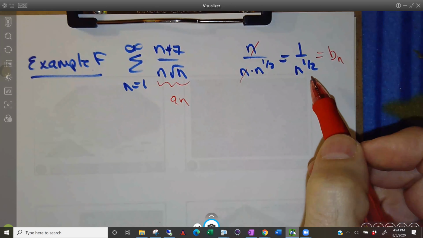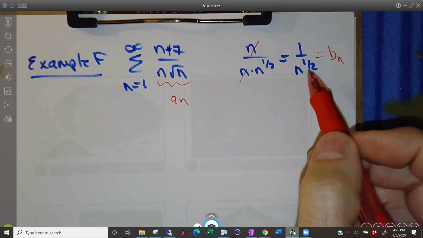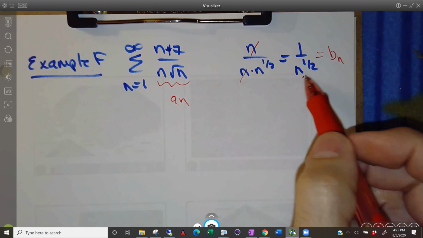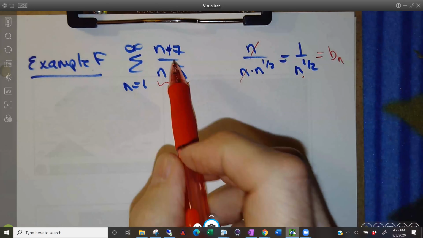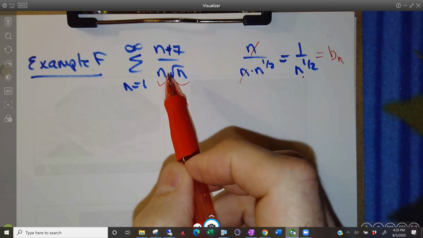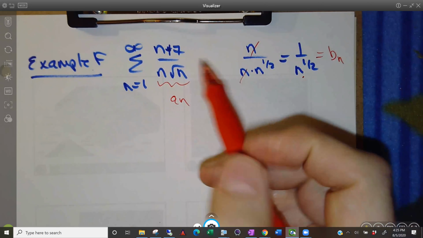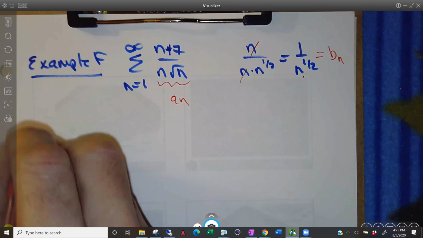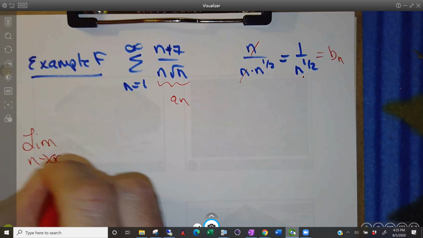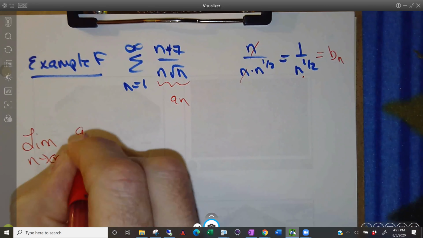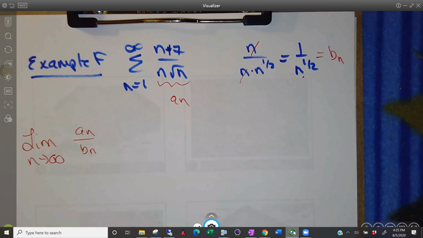What's your guess based on what you know about this series? A series composed of these terms is going to do what? Diverge. So I'm guessing that that's what we're going to conclude about this one. We'll see. Thanks, Nora. Limit as n approaches infinity of a sub n over b sub n.